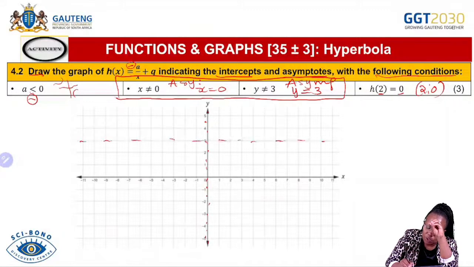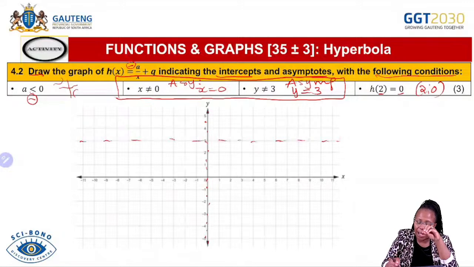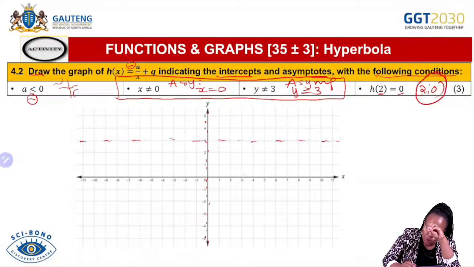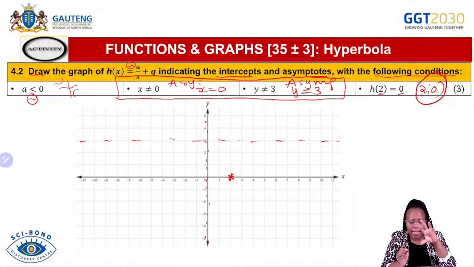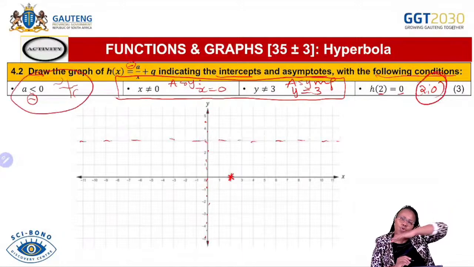If it is an asymptote, it must be a dotted line. And then now we address this point (2, 0). Okay, we have a point there at (2, 0). Now we can go to the shape there. It is telling us we must go through (2, 4).